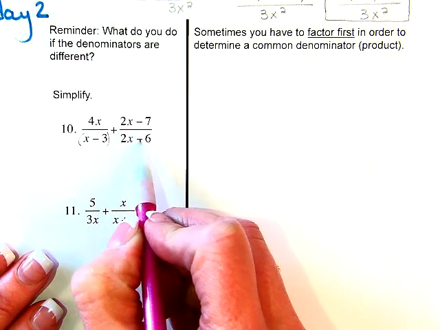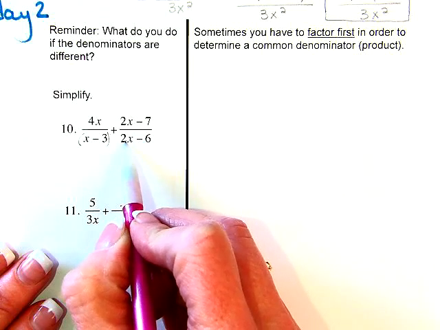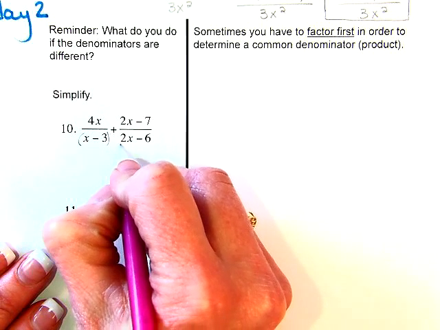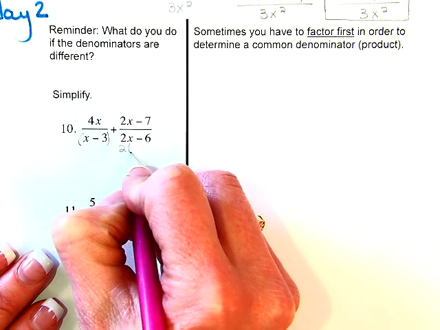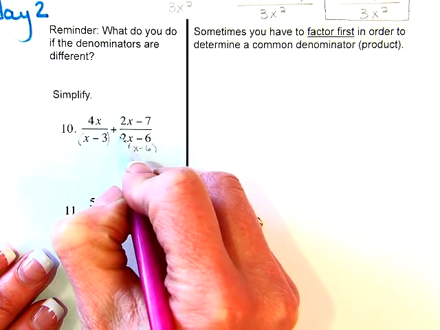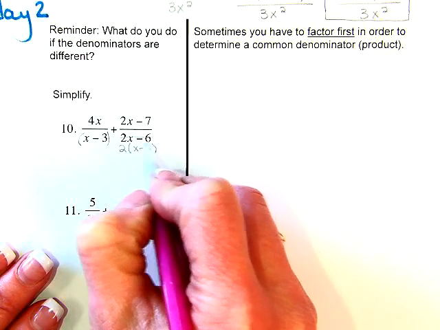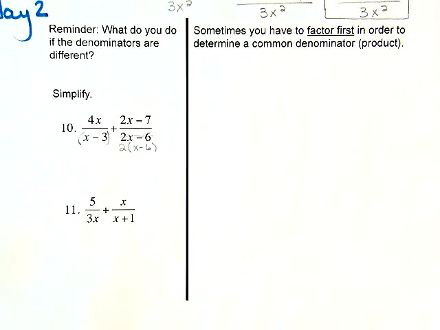Now see this 2x minus 6? These two terms have a GCF of 2, so I'm going to rewrite this as 2 times x minus 6, and then I'm going to cross that off because this is equivalent. This is called factored form because it's in a product form. So now we're supposed to find the least common denominator.